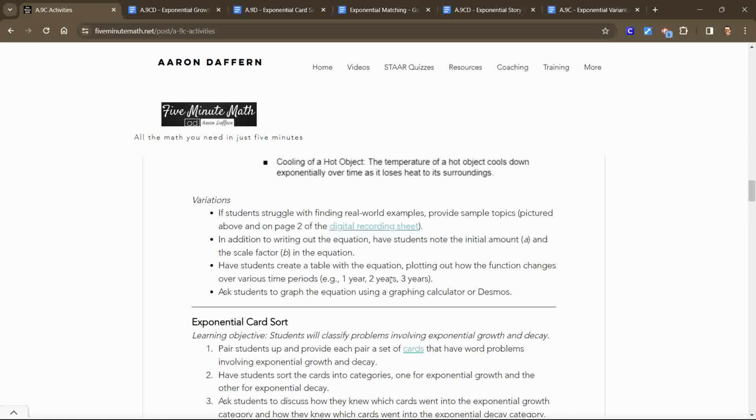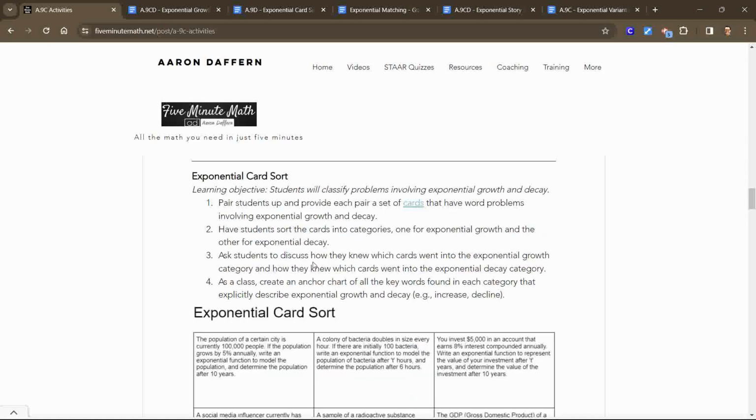So if they can find it in the real world, they can understand how the exponential functions work in the real world. So that's one activity. Our next activity is called exponential card sort. Our learning objective here is we simply want to classify the problems into two different groups, exponential growth or exponential decay. And that's going to make a difference when they're trying to calculate the scale factor and it's given to them as a decimal or a percent, right?